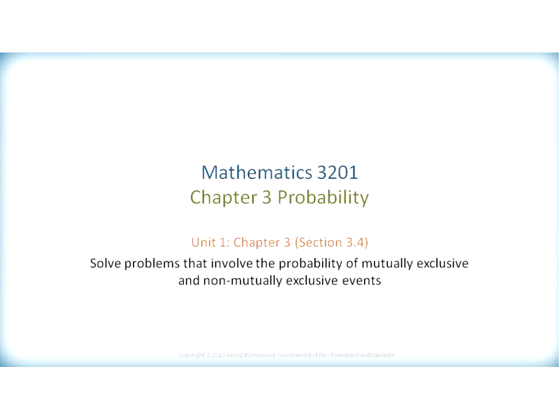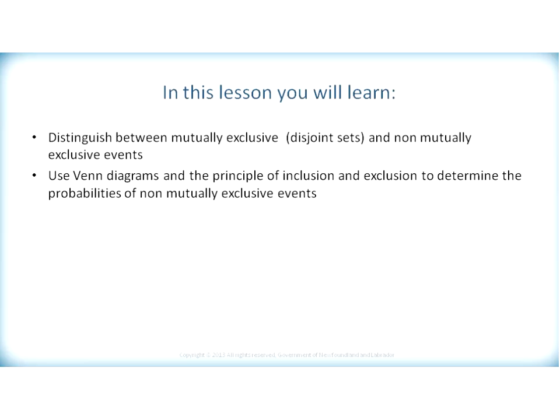Looking at Chapter 3, Probability, Section 3.4, solve problems that involve the probability of mutually exclusive and non-mutually exclusive events. In this lesson, we will look at distinguishing between mutually exclusive, which are disjoint sets, and non-mutually exclusive events. Also, we will use Venn diagrams and the principle of inclusion-exclusion to determine the probabilities of non-mutually exclusive events.